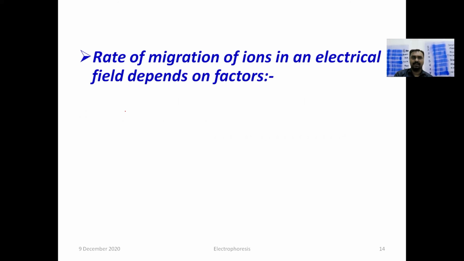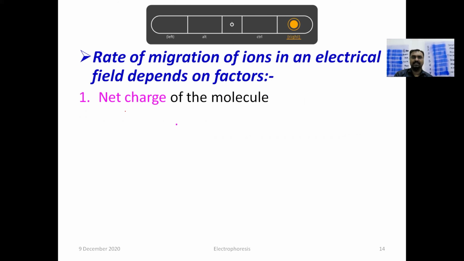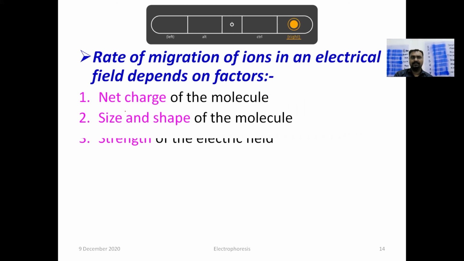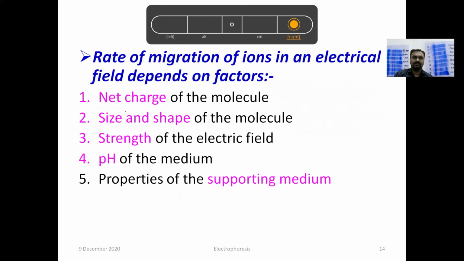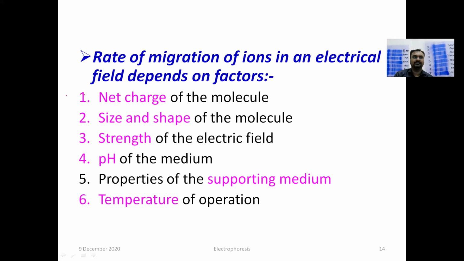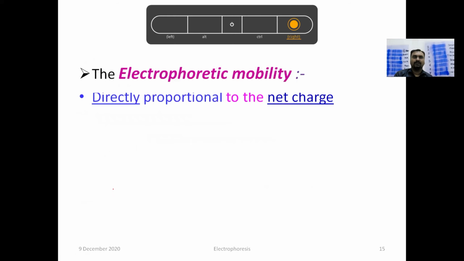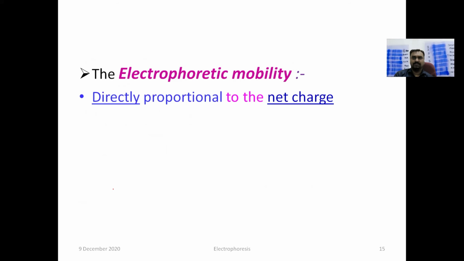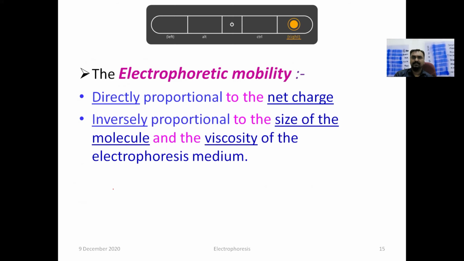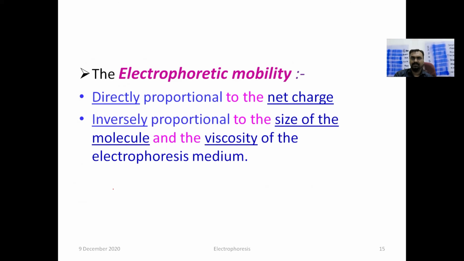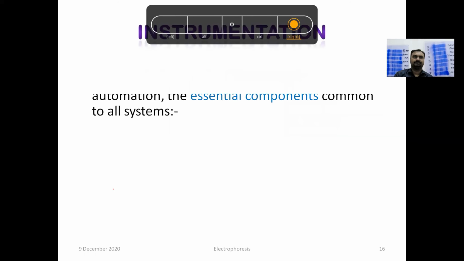Now, the rate of migration of ions in the electrical field depends on different factors. So which are the factors? One is net charge, second is size and shape, third is strength of the electrical field, fourth is the pH of the medium, fifth is the property of the supporting medium, and sixth is the temperature of the operation. So all these factors will affect the migration of the molecules in the electrical field, right? The electrophoretic mobility of the substance is directly proportional to the net charge and inversely proportional to the size. As we have seen, the smaller molecule will move faster, and the bigger molecule will move slower.